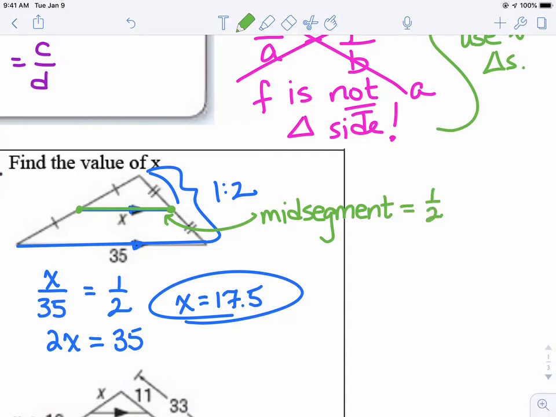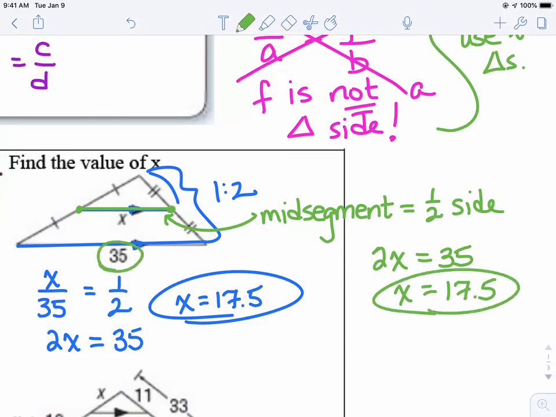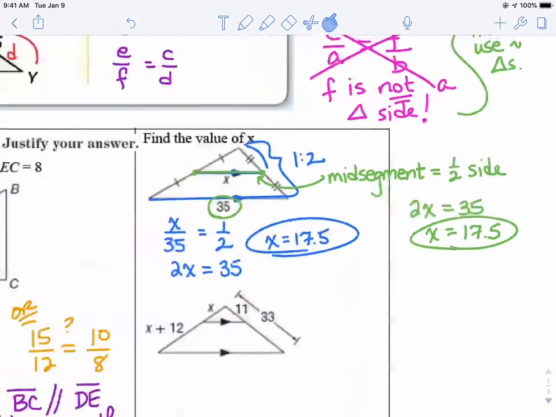It's half the length of the side of the triangle to which it's parallel. So if we double x, if we double the mid-segment, we'll get 35, and therefore x is 17.5. Or it's half the length of the side, I'm sorry. So the mid-segment is half of 35.